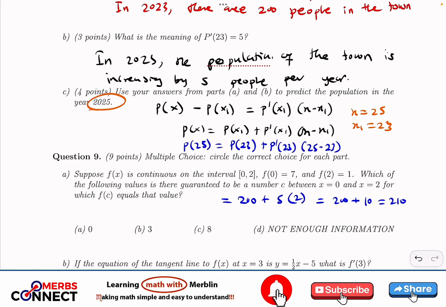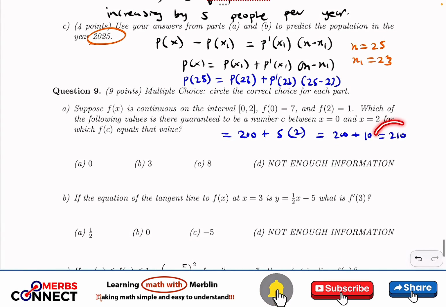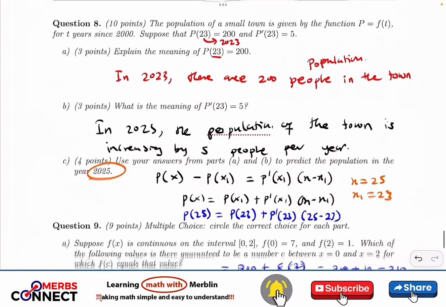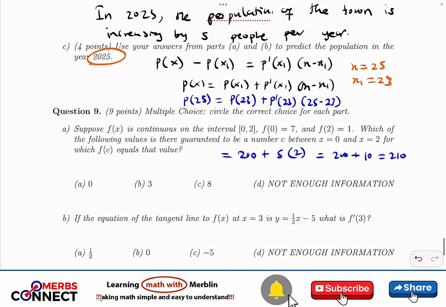This should even tell you that, as we said, the population is going to increase by 5 per year. So looking at what we have, we know that in 2024 we are going to have 205, as I was drawing in the graph. And in 2025, it's going to be 210, which is a very, very nice estimation to do here. Good. So that was question 8C.